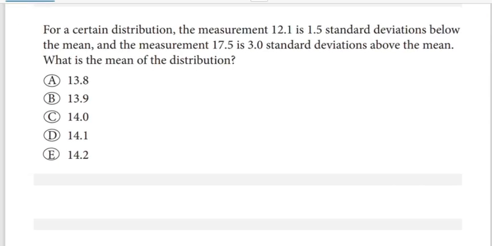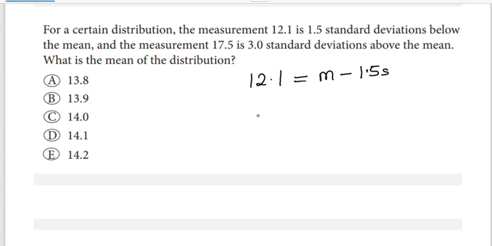For this question, for a certain distribution, the measurement 12.1 is 1.5 standard deviations below the mean. That simply means if this is 12.1, this is equal to the mean minus 1.5 standard deviations, so we use a negative. Okay, and the measurement 17.5 is 3.0 standard deviations above the mean.